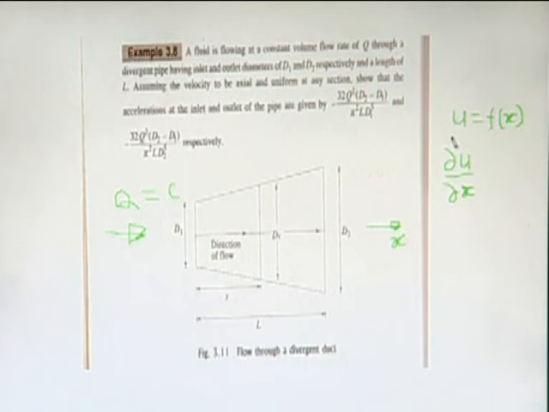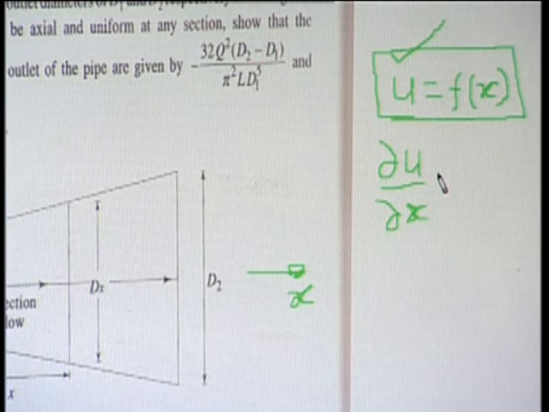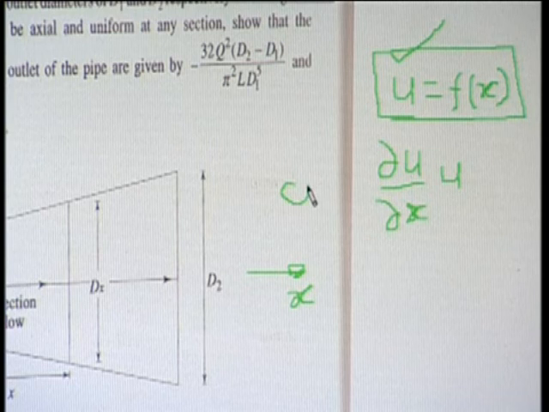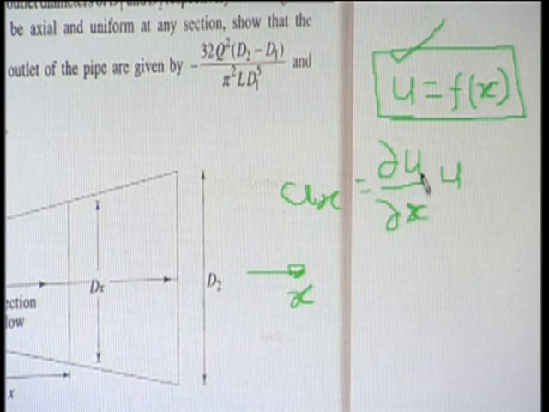When we have the equation with the help of this physical geometry and the continuity equation, we can find u as a function of x. Then differentiate this equation with respect to x to get del u over del x, and multiply it by u. This will be the acceleration in the x direction: Ax is equal to u del u over del x. At which point?